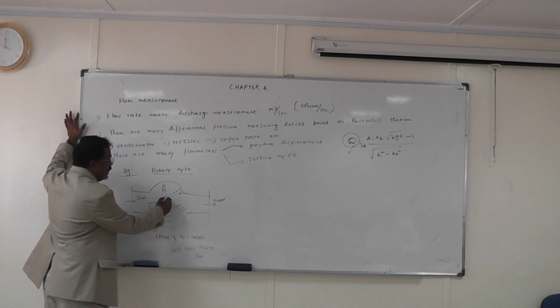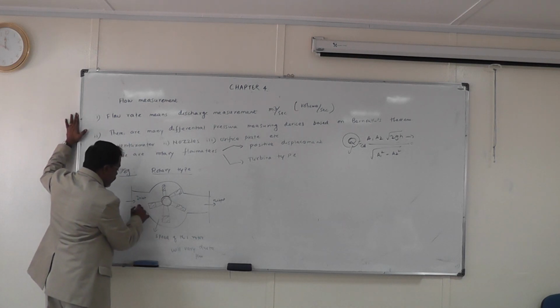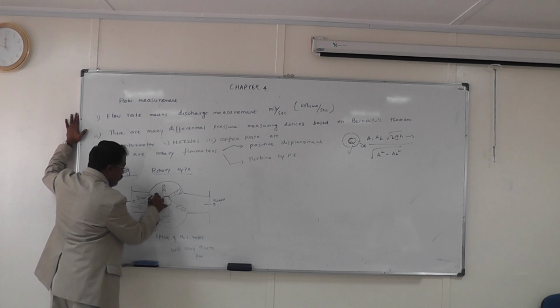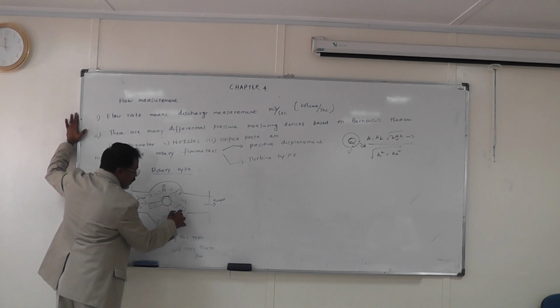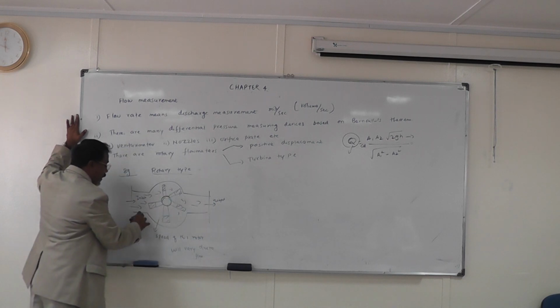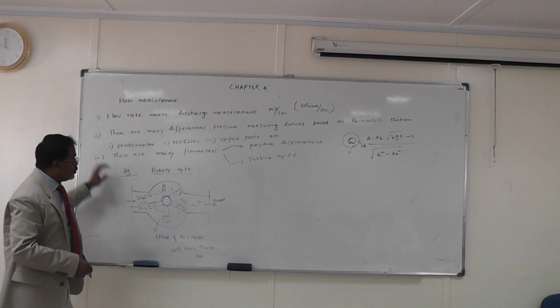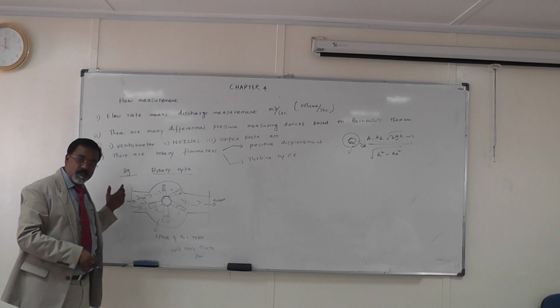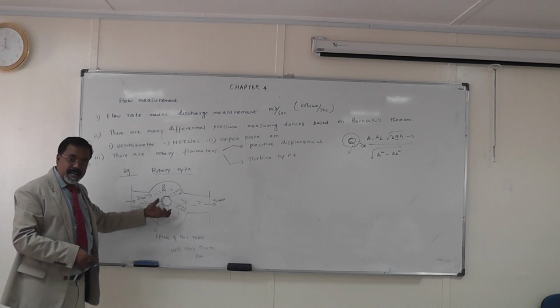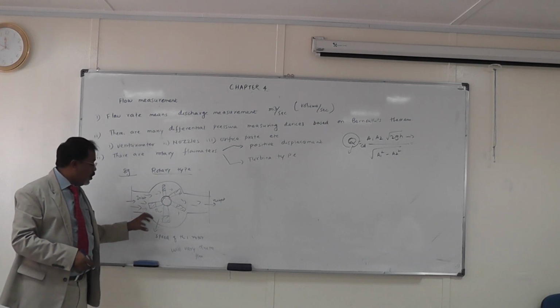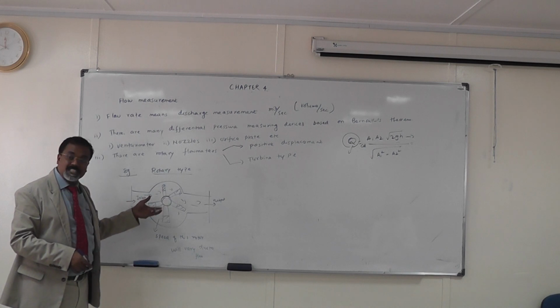So this is the turbine type. You see here, the water or the fluid will flow. What will happen if it is flowing? Based on this flow rate, this rotation will vary. So it will get more rotation when the flow rate is high. It will get less rotation when the flow rate is low. You are going to measure the speed of the rotor.